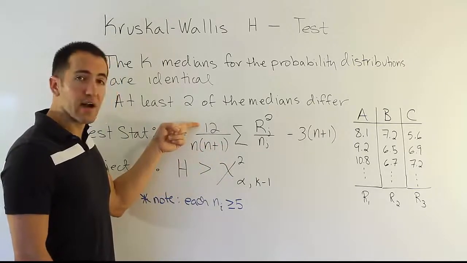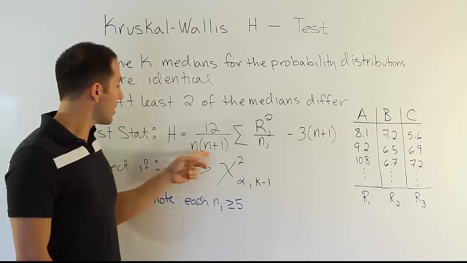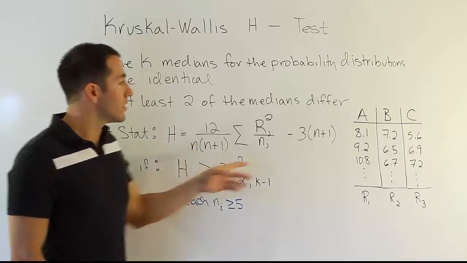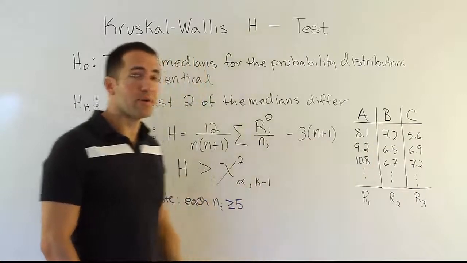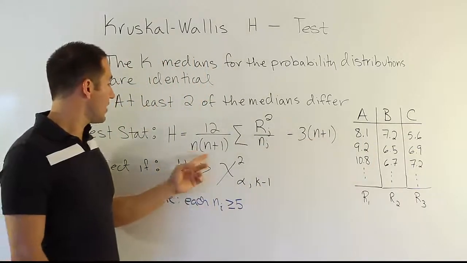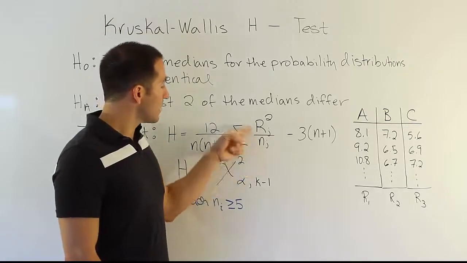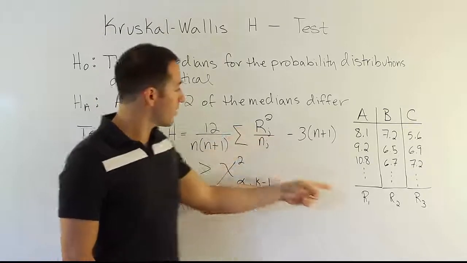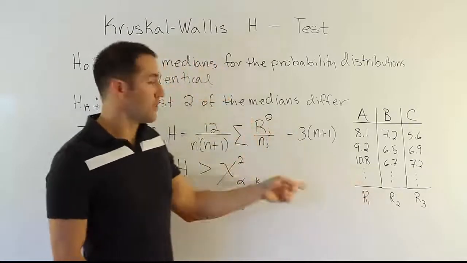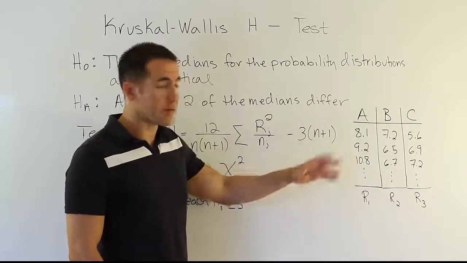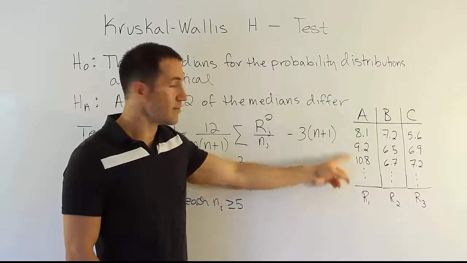So, of course, there is a constant 12 over n times n plus 1. This n is the overall total number of values you have, the overall sample size. So that's n times n plus 1. Then you have this summation. What this is, is the rank totals that you had for the treatments. You square each of them, and you divide each of them by the sample size for the individual treatment.